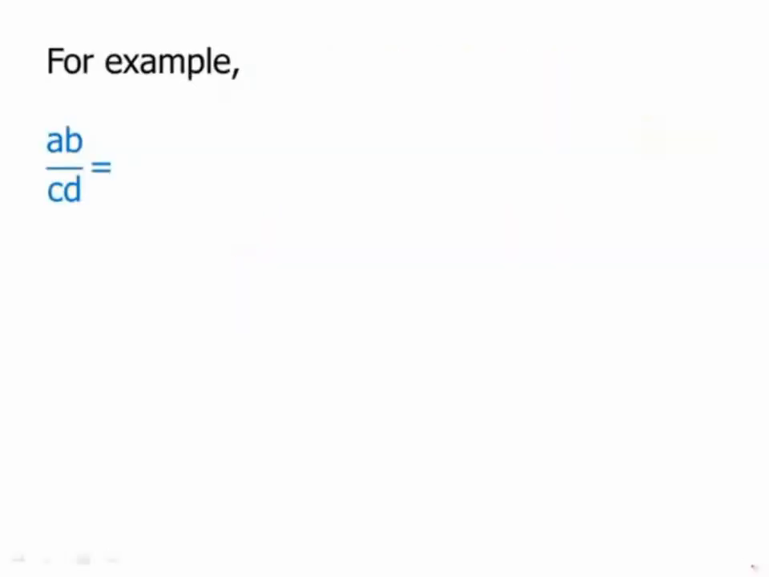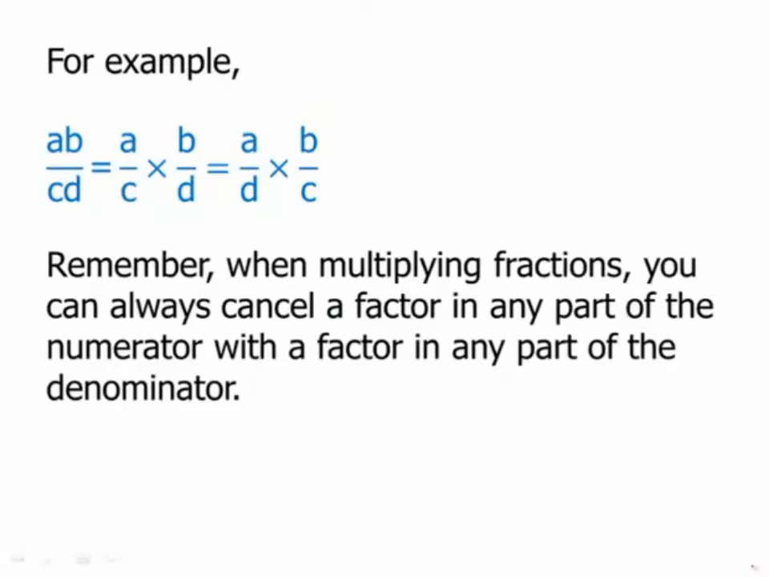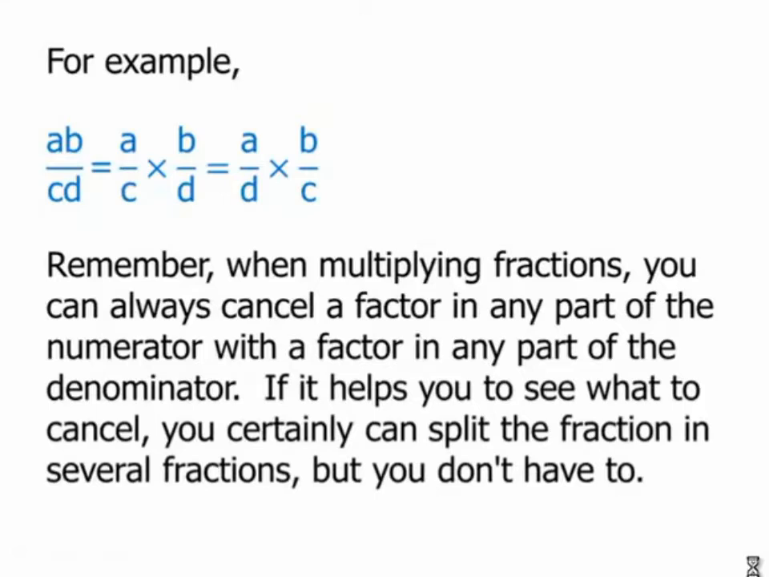For example, if we have a times b over c times d, we could write this as a over c times b over d, or we could write this as a over d times b over c. In other words, we could reorganize it as long as what's in the numerator stays in the numerator and what's in the denominator stays in the denominator. The order doesn't matter. Remember, when multiplying fractions, you can always cancel a factor in any part of the numerator with a factor in any part of the denominator.